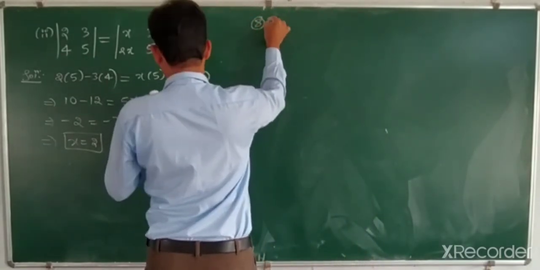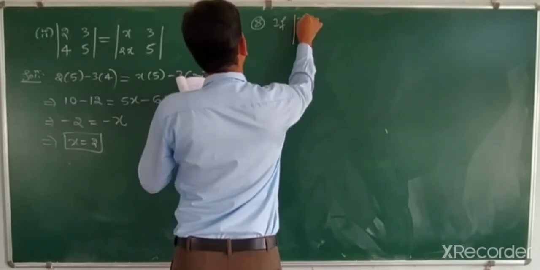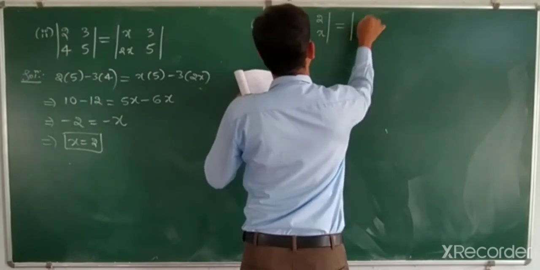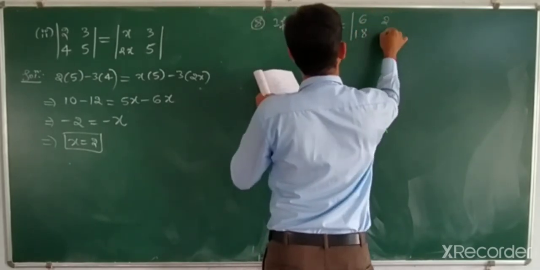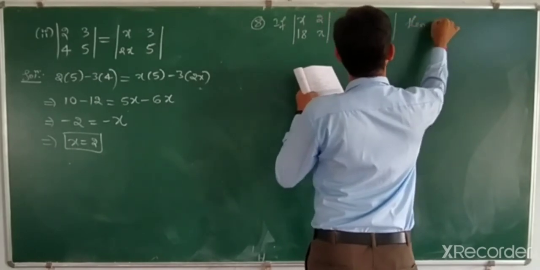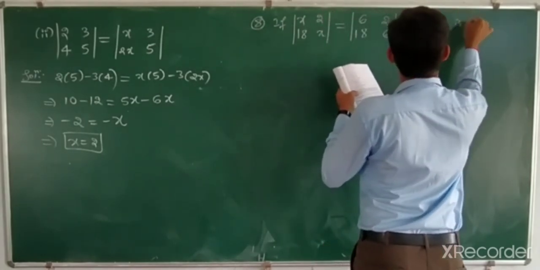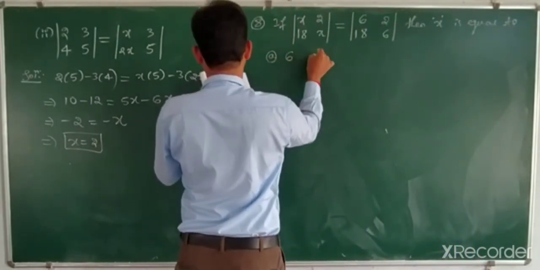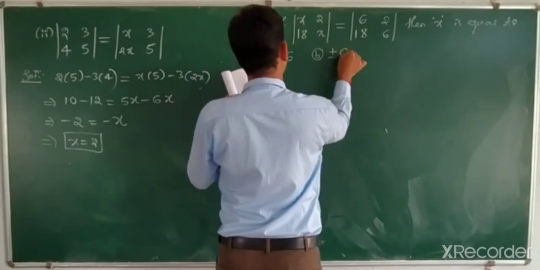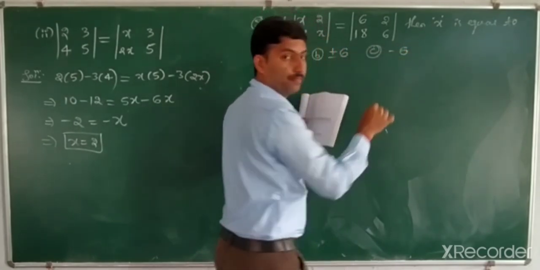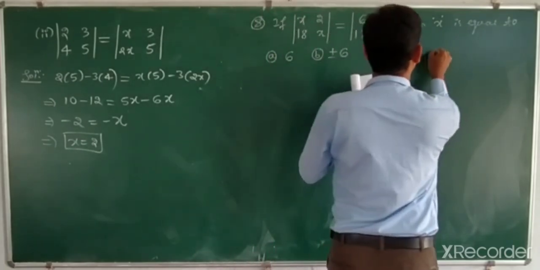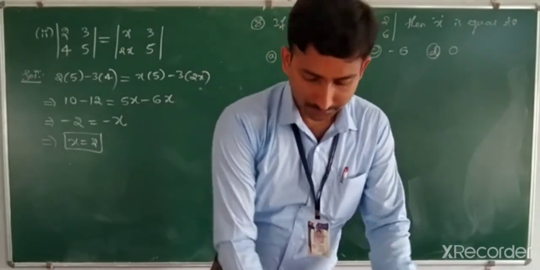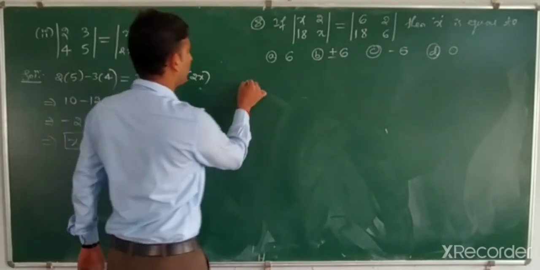The 8th question: if |x 18; 2 x| is equal to |6 18; 2 6|, then x is equal to: first option 6, B plus or minus 6, C minus 6, D 0.